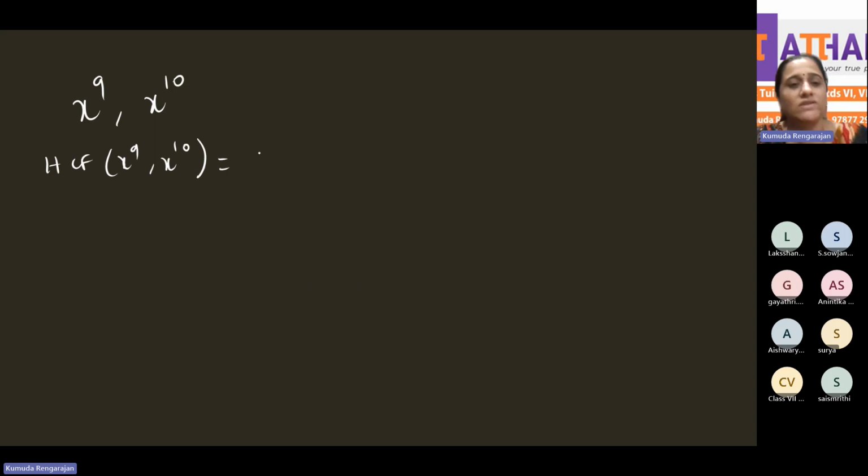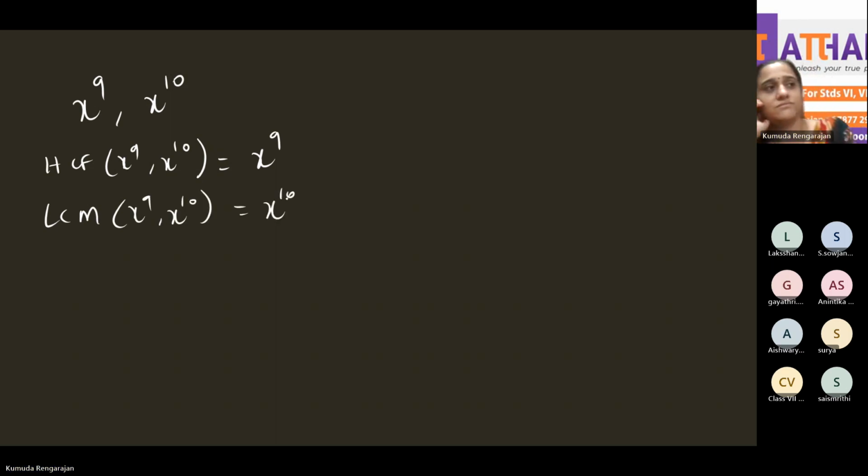I'm sorry to switch, but I just want to say something. Supposing you have x to the power 9 and x to the power 10. The HCF of x to the power 9 and x to the power 10 is the one with the least power, x to the power 9. But the LCM of x to the power 9 and x to the power 10 is the one with the greatest power, which is x to the power 10.